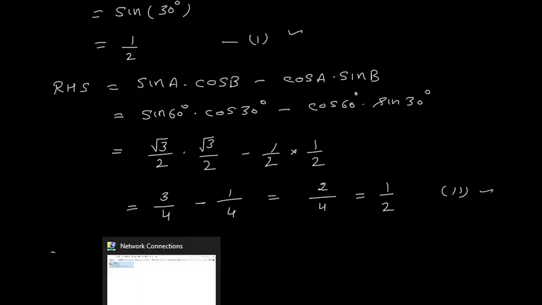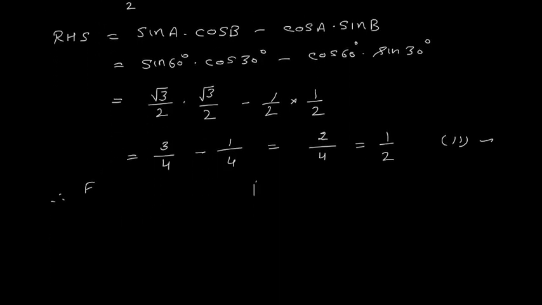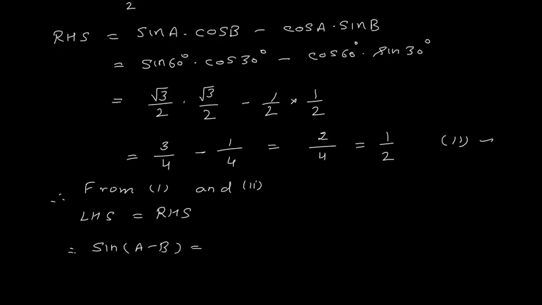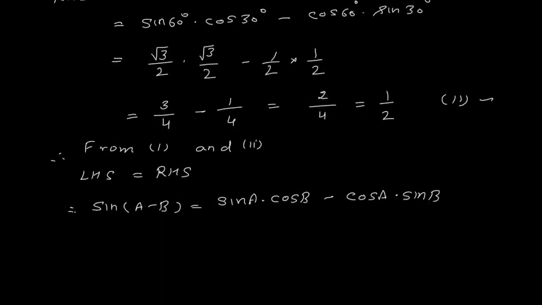So therefore I will say that from 1 and 2, LHS is equal to RHS. Therefore sin A minus B is equal to sin A into cos B minus cos A into sin B. This is 10.3. Now next question.